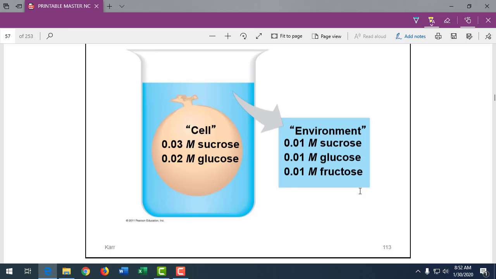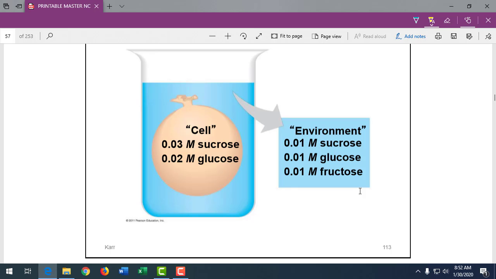So we have a cell, this little balloon-looking structure, that is 0.03 molar of sucrose and 0.02 molar glucose. Don't get thrown off by the M and the 0.03. Just look at the numbers, which is bigger. Look at that as money. That's 3 cents versus 2 cents, which is bigger? 3, right? And then outside is 0.01, so 1 cent.